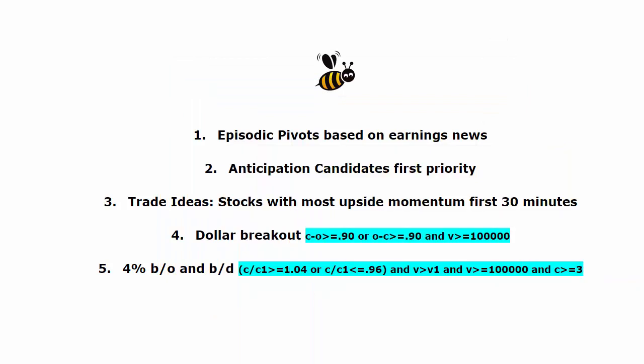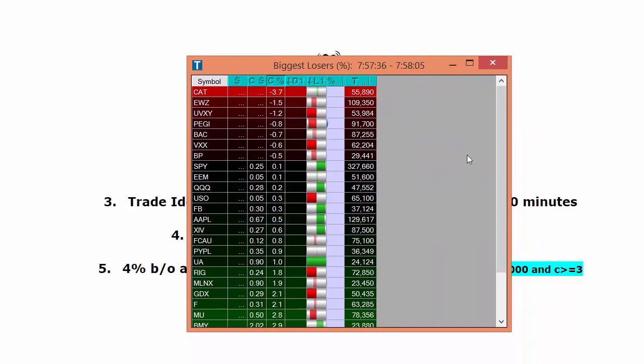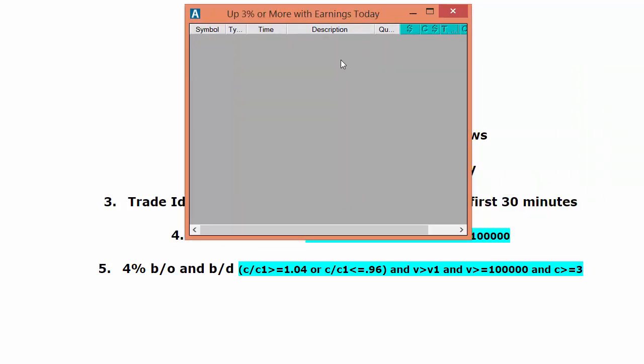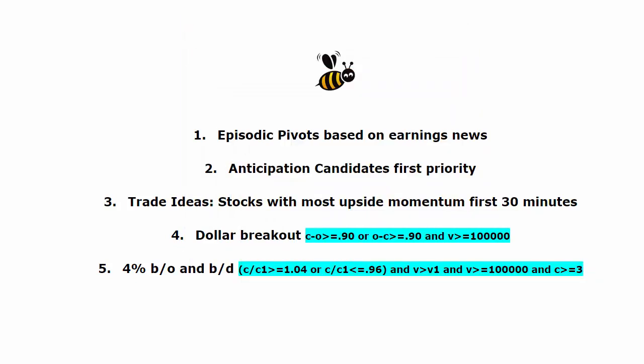Now there is another thing which is basically the same thing. On the short side, you can look at the biggest losers, stocks which are down, and you can see this is showing some stocks now. I also have another scan which I use, which is stocks which are up 3% or more with earnings today. As of now, it is not showing any results, but as the market opens, it will start showing. That allows me to focus only on stocks which are up because of earnings news, and then I'll look at that particular set of stocks. So that's basically what I use for the episodic pivot.